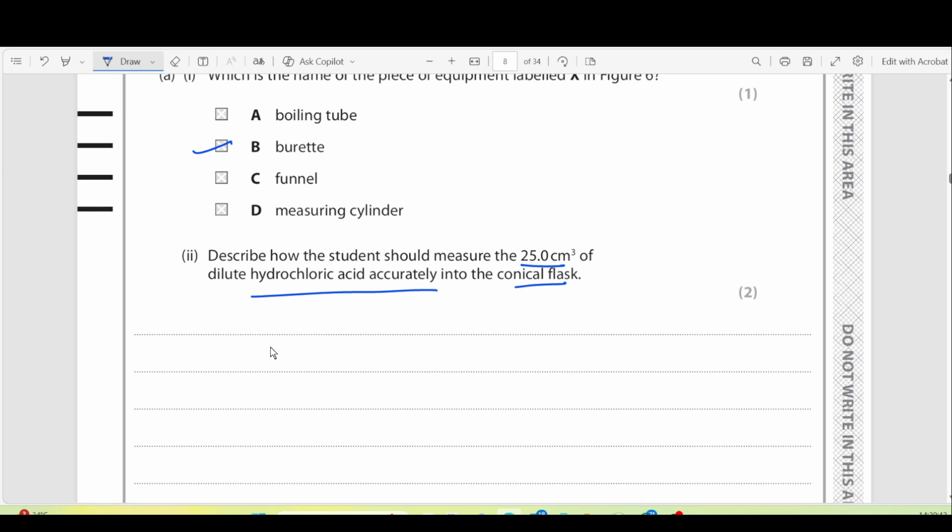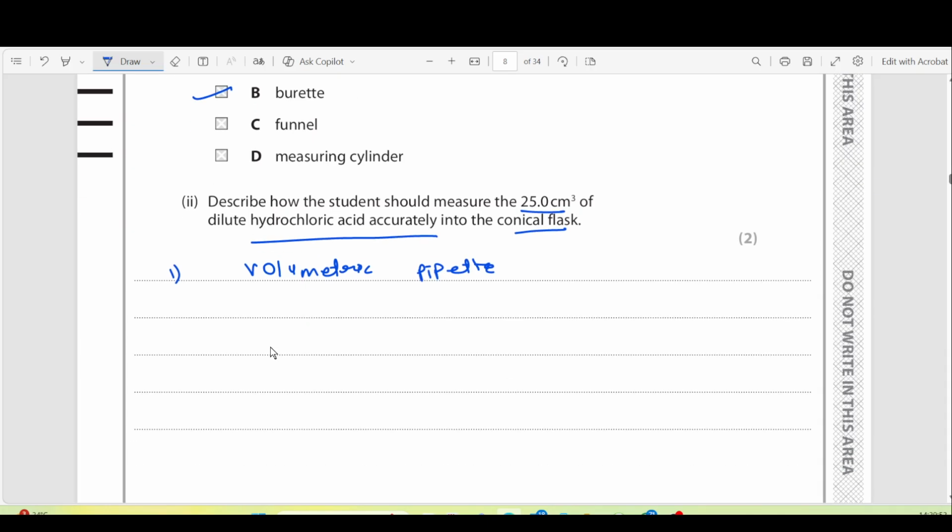Describe how the student should measure the dilute hydrochloric acid accurately into the conical flask. So first, the student should use a volumetric pipette, specifically 25 centimeter cube, because this much we have to measure. Then we use a pipette filler to draw liquid up to the mark. Then we ensure the bottom of the curve of the liquid sits exactly on the line at eye level to avoid any error.